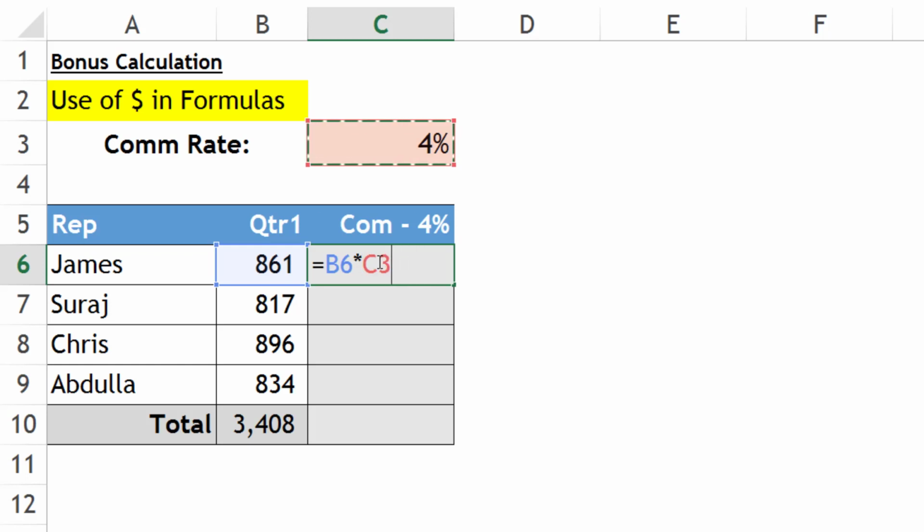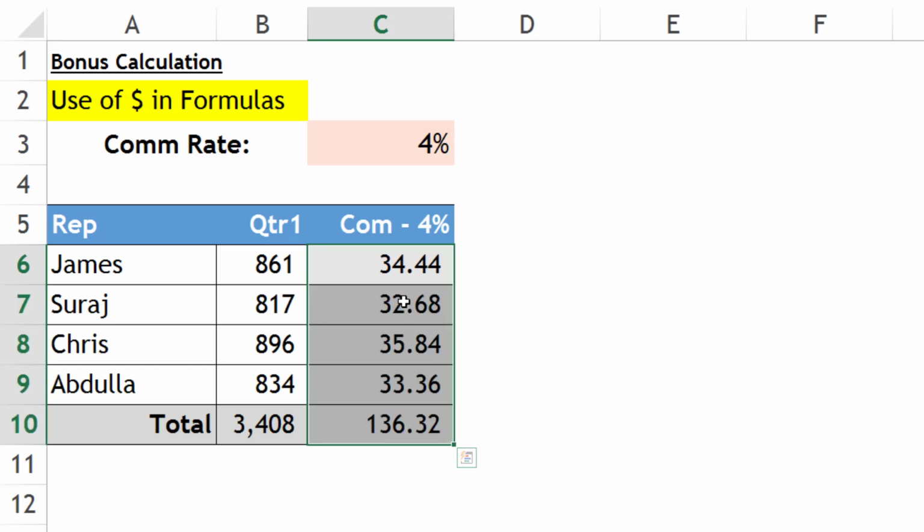What I need is dollars with C3. So you press the F4 key and you will have dollars. Now when I press enter and drag it down, my formula is working fine. Because here the sales has moved, but the commission rate is still coming from the same place. Because dollars are there, that means it will not move.